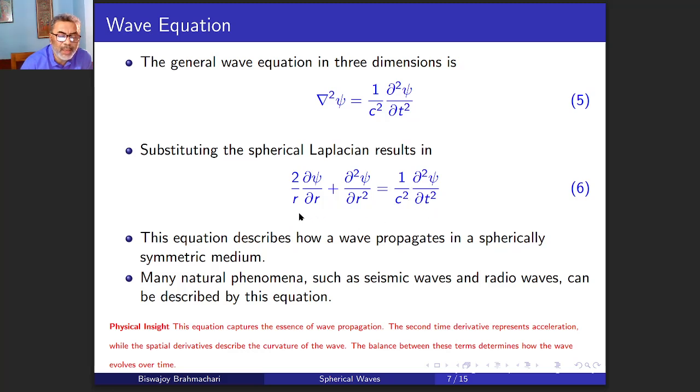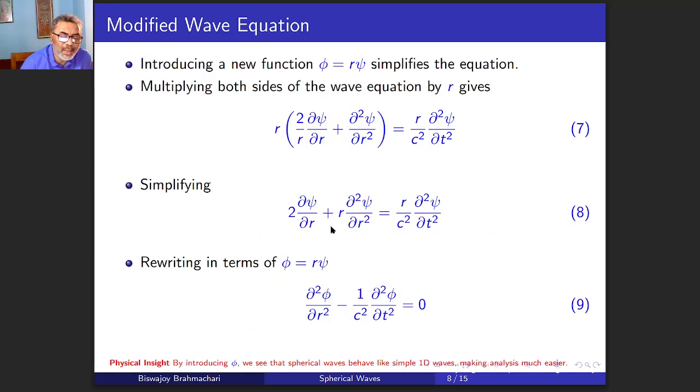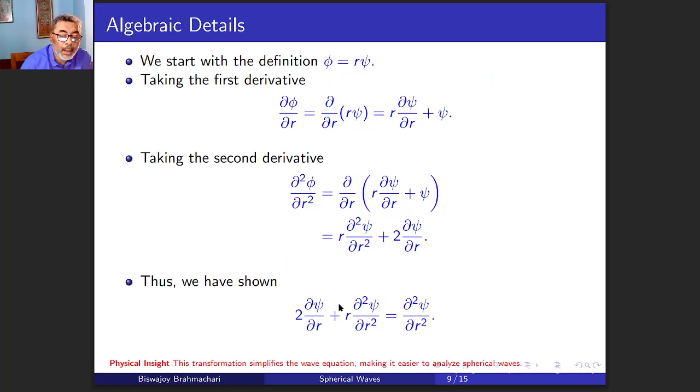Now we can multiply with r. We have got 2 del psi del r plus r del square psi del r square equal to r by c square del square psi del t square, and taking this r inside, it becomes del square r psi del t square. So that becomes del square phi del t square, because we have redefined r psi as phi. Similarly, these two terms together will give del square phi del r square. I will give this PDF in the description box so that you can see the details of the calculation.